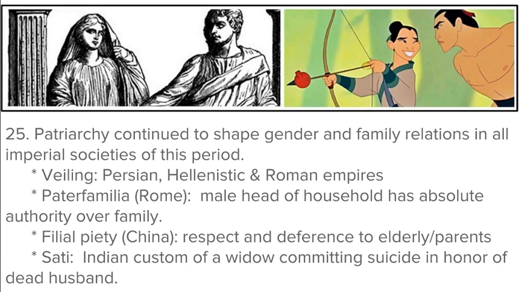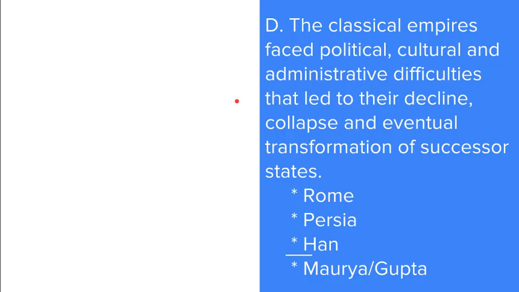Filial piety and paterfamilias, right, the idea that the oldest male in China or in Rome has absolute authority over their family members. Those are patriarchal ideas. And then in India, we have the custom of sati, right? That is, a Hindu woman was expected to commit suicide in order to honor her deceased husband when she became a widow. And the idea was that a woman's value was so little that without her husband, there was no point for her to keep living.